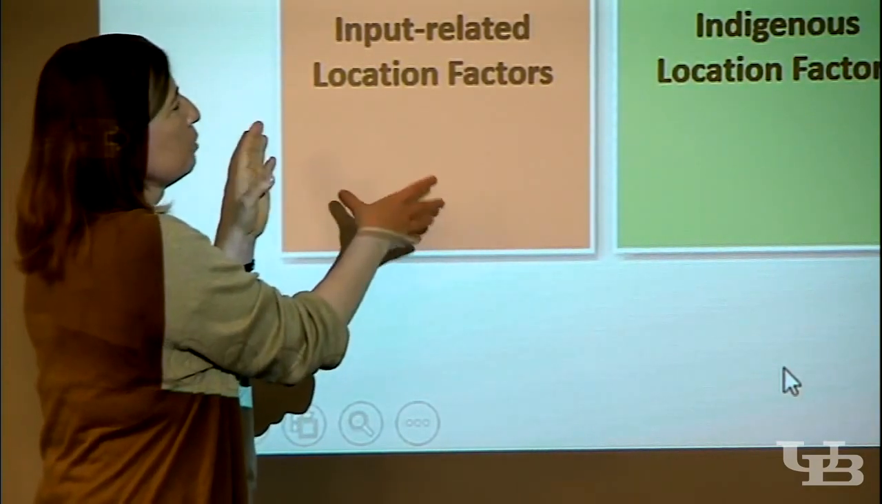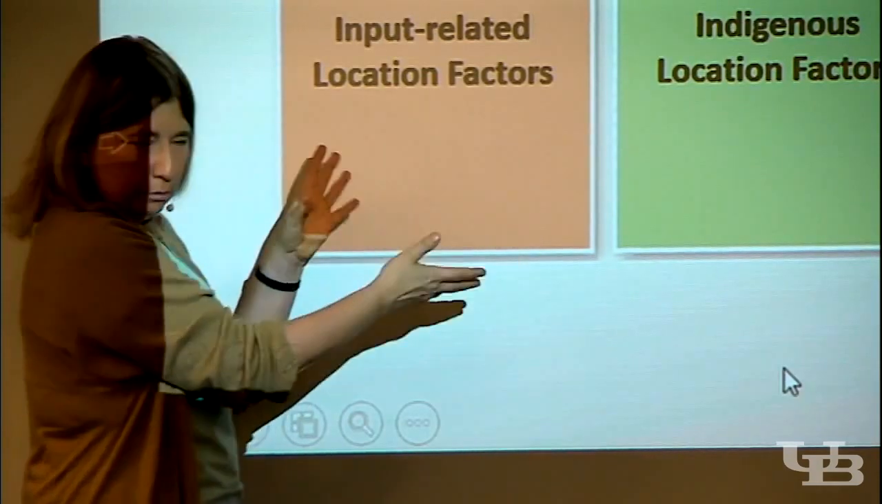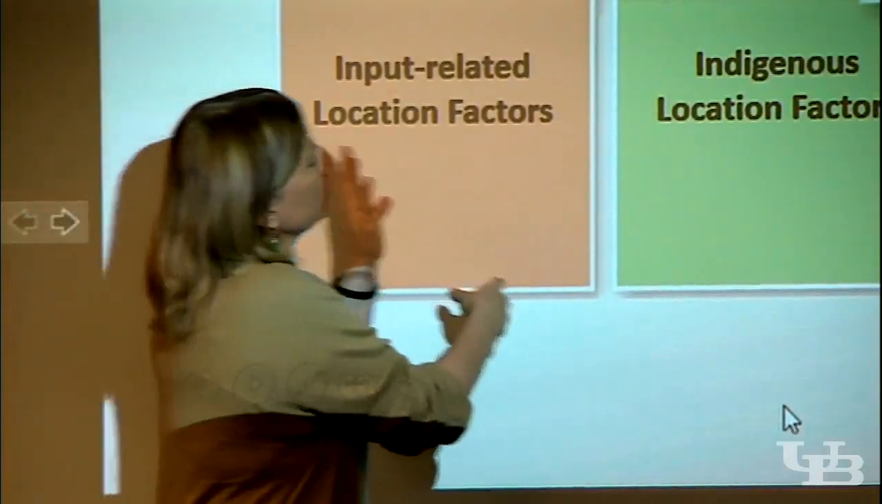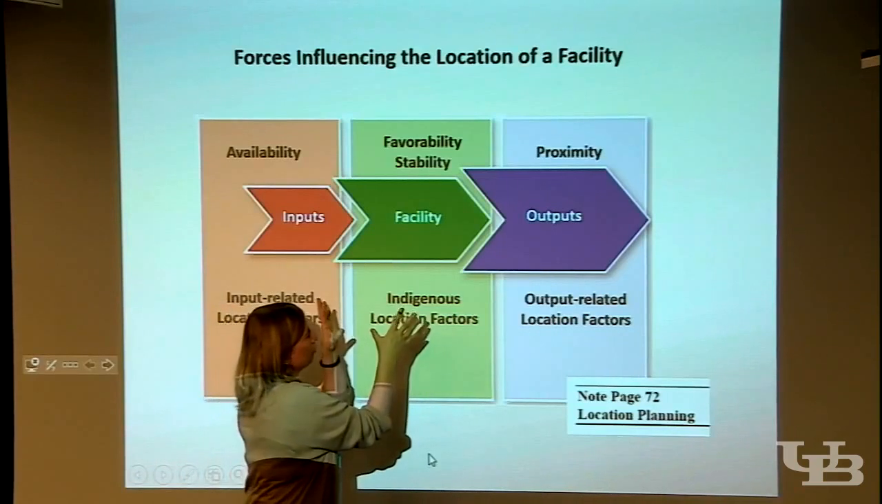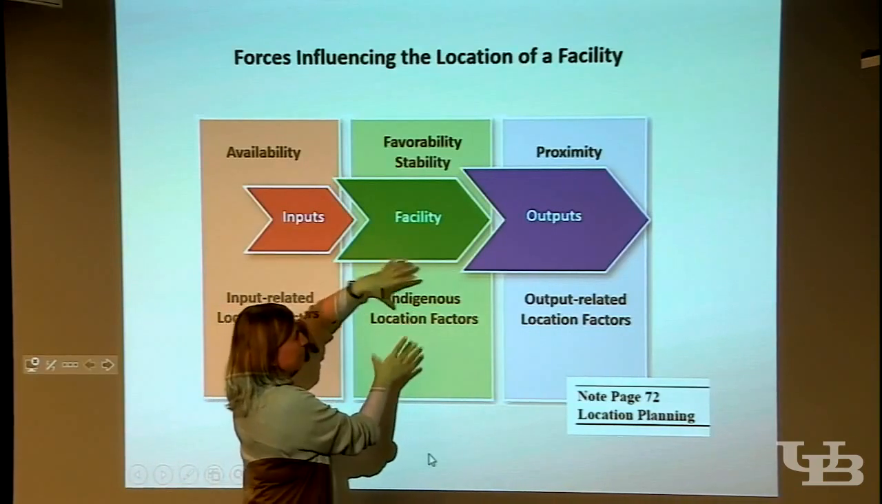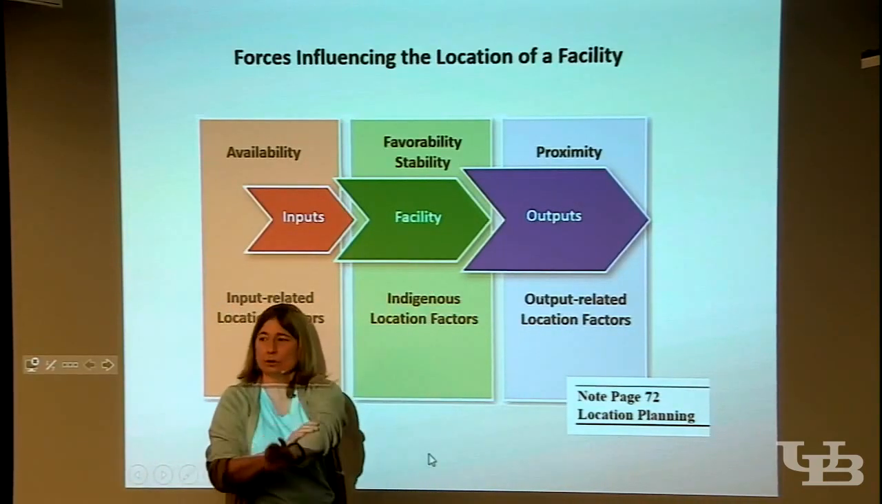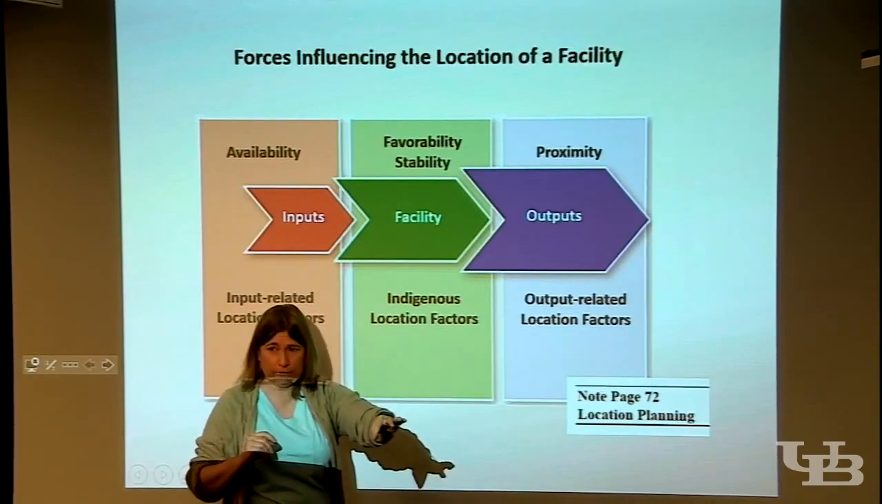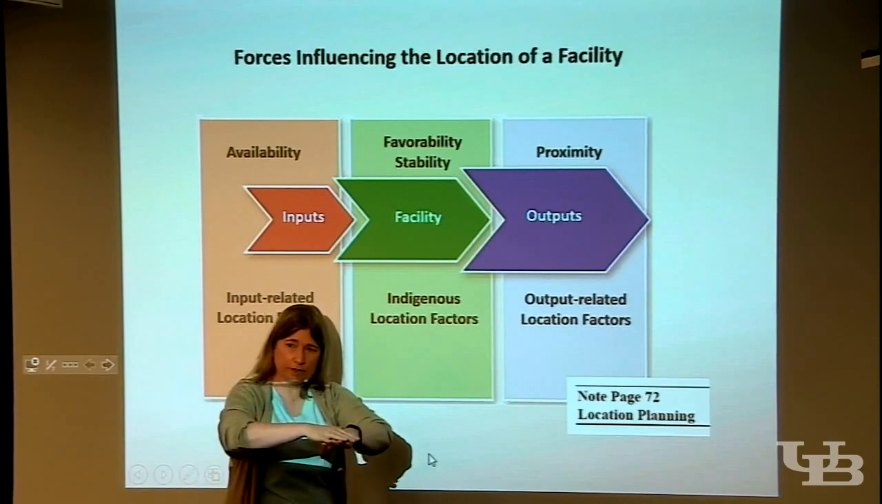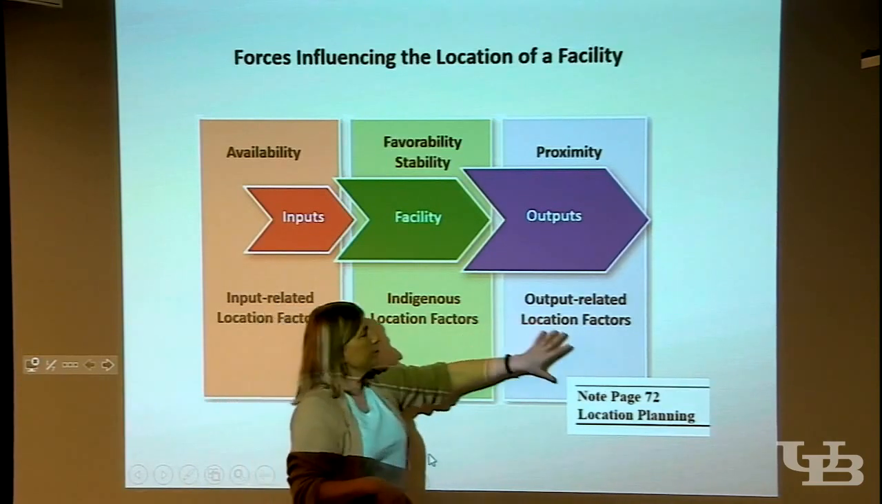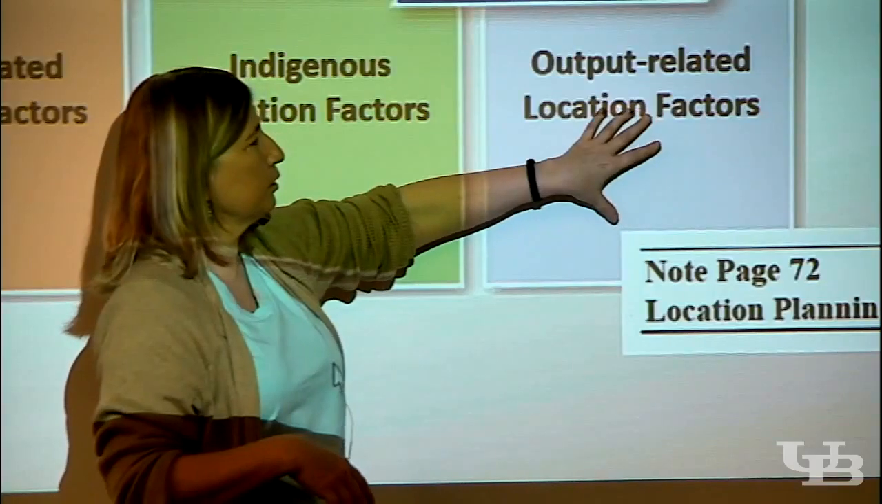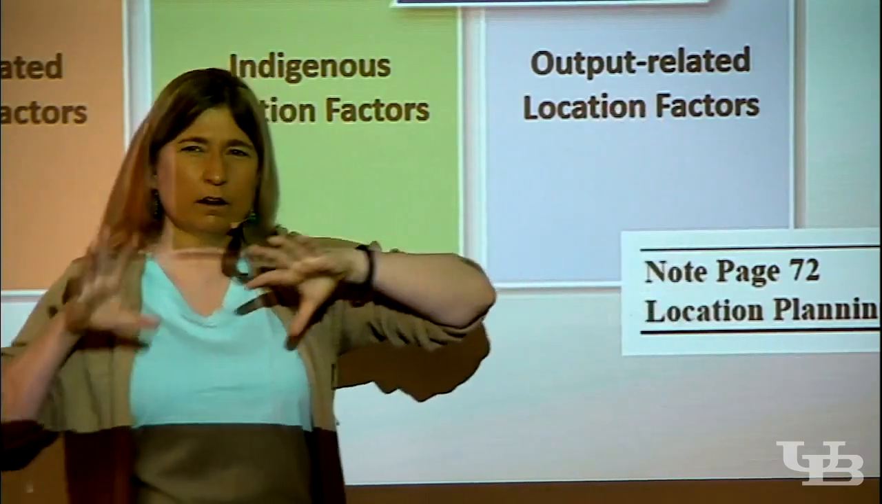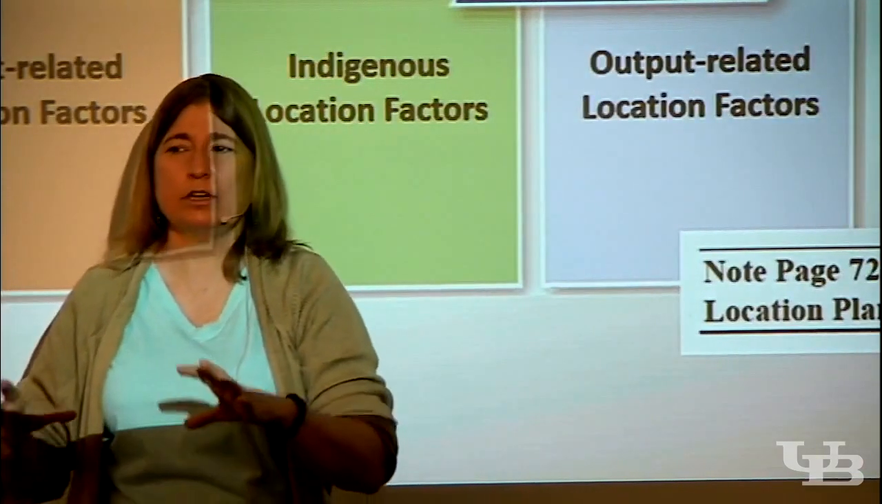The facility might be there because it wants to be close to its inputs. The facility might be there because there are certain features about that exact location that are indigenous to the location itself, and it wants to take advantage of that. Or the facility might be there because it wants to be close to the market. There are certain issues associated with the outputs.